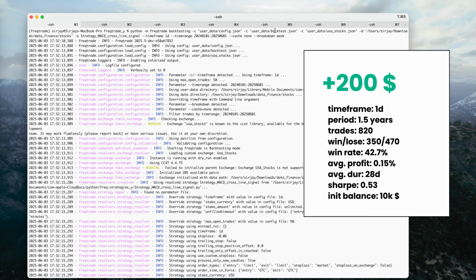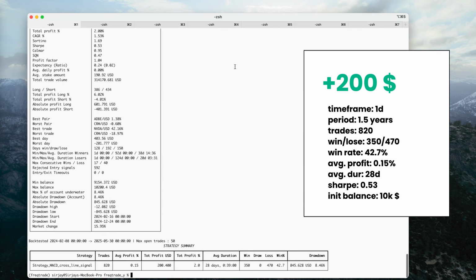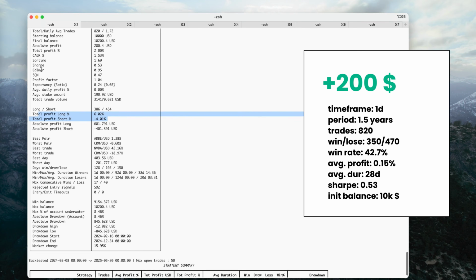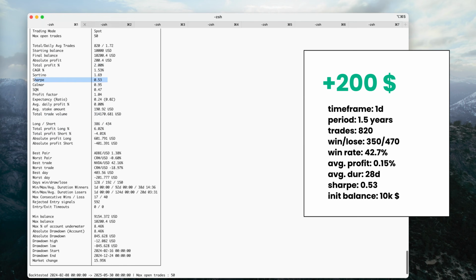Let's move to the next exchange. Stock market. Let's check the stock market. Everything is the same. I only changed the config file for the stock market configurations and the directory for the stocks that I got from the Interactive Brokers API. All the same: 1 day time frame, the same time range. Let's see the results. We've got only $200 profit, average profit this value, a long duration, win rate 42 percent. Let's check long. We got positive profits for long, negative for short. So for shorts I wouldn't trade. Also we got Sharpe 0.53.